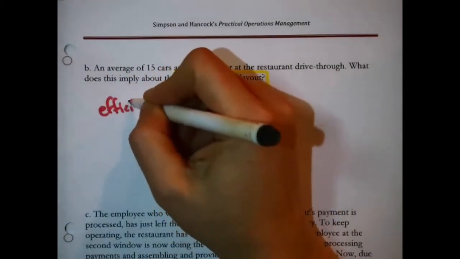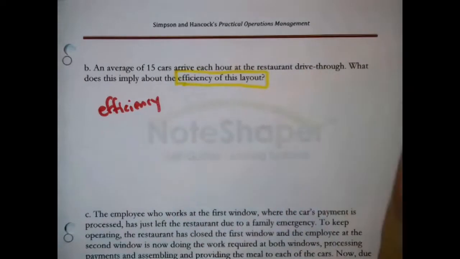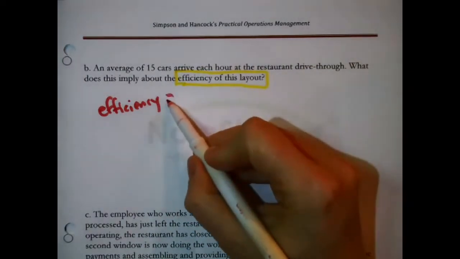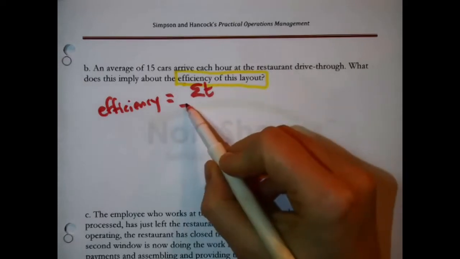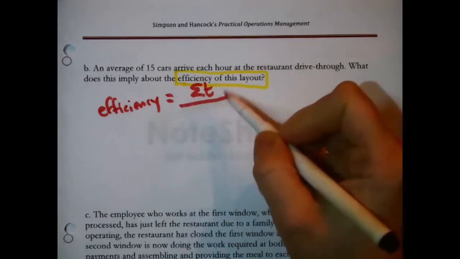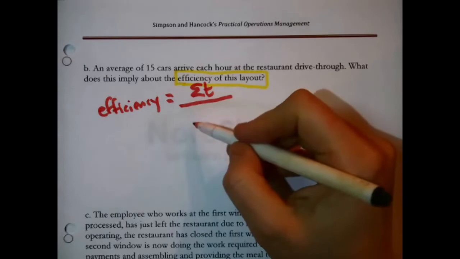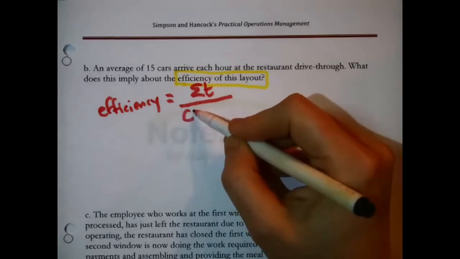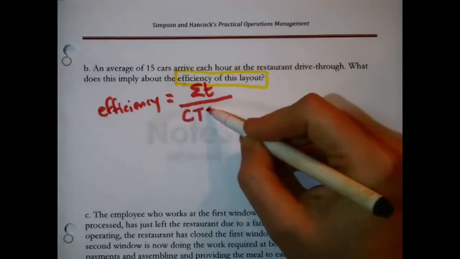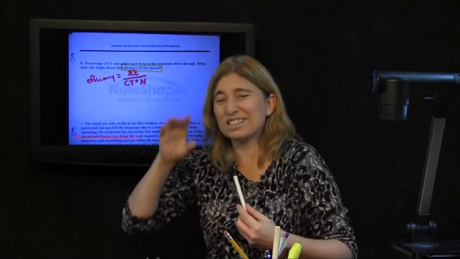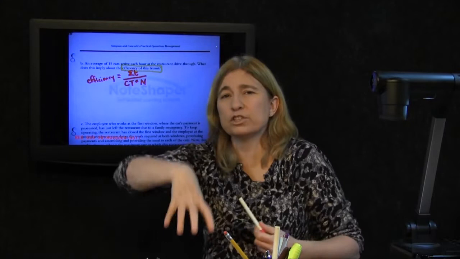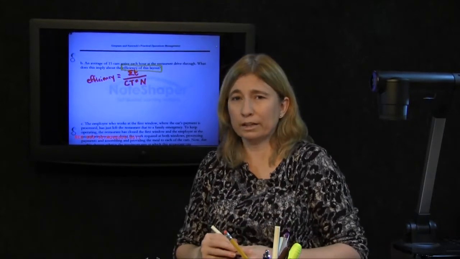So if you're just commenting on the efficiency of the layout itself, well, we know that that is the sum of the task times, the total amount of time that's essentially invested in each car in this particular problem, divided by the cycle time times the number of workstations. That's the formula for the efficiency of a product layout.